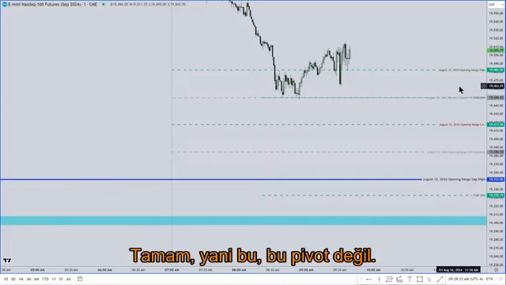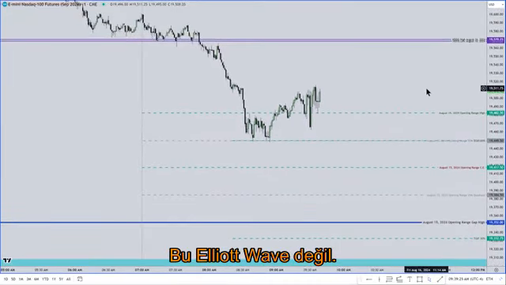Okay, so it's not pivots. It's not anything like that. It's not Elliott wave. It's none of those things.